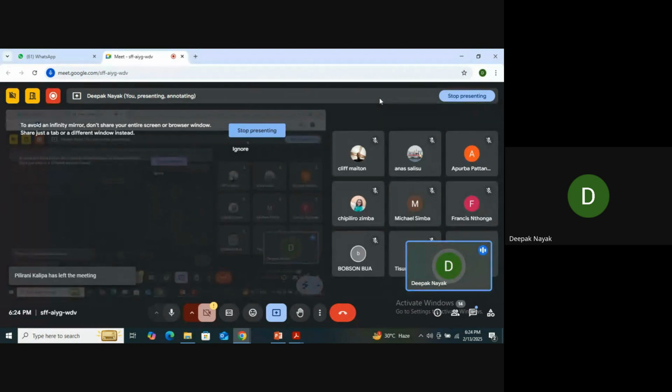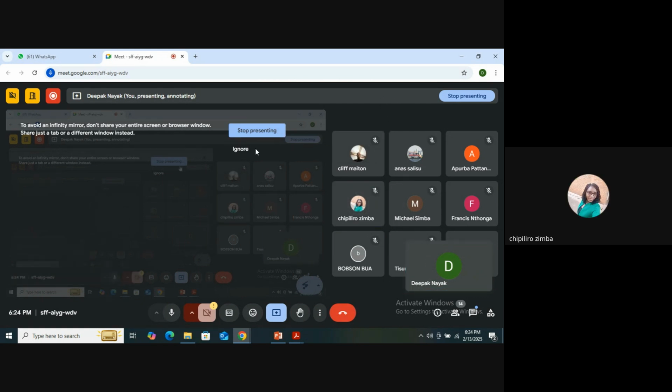Students, do you have any questions with regard to the typology of research now? Types of research?